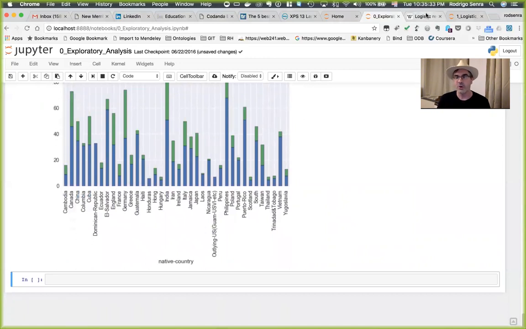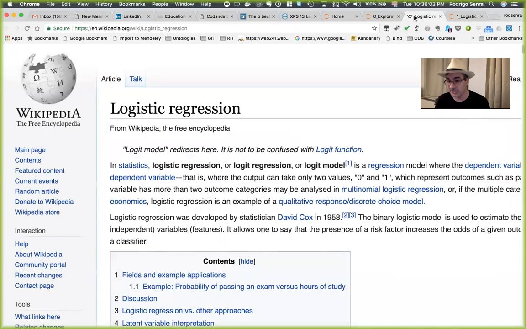Okay, so now that we know the data that we're going to use, the input for the crystal ball, what is the algorithm that we're going to use to learn from this data and then extrapolate to new data, to become a true crystal ball that will predict, given new values for those attributes, whether that particular person has a high income or low income? So today we're going to use logistic regression.